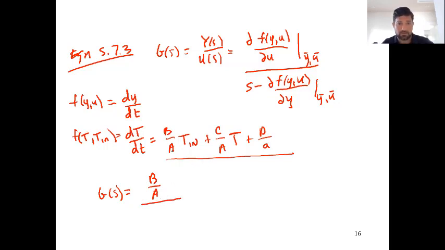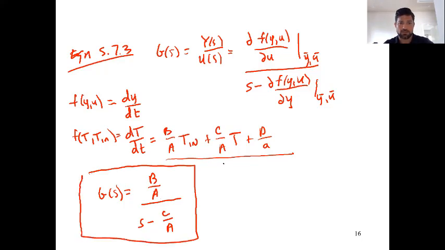Divided by s minus the partial of this function with respect to the output. These terms are 0, so this is going to be s minus the partial with respect to the output, which is c over a. So this right here tells us the transfer function for this process.